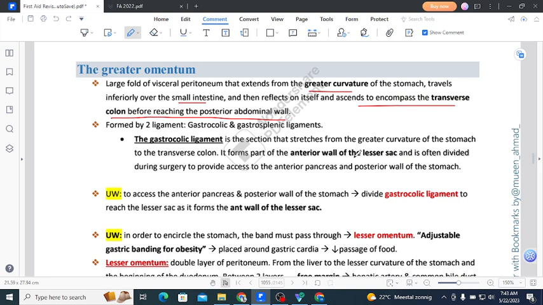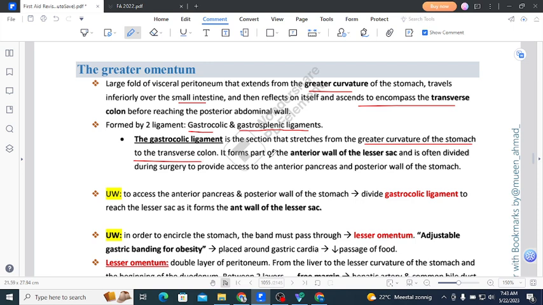But you are supposed to watch some sort of animation or stuff like that, because it is a very important concept to be remembered as far as the anatomy of the GIT is concerned. It is formed by the two ligaments, that is the gastrocolic ligament and the gastrosplenic ligament. The gastrocolic ligament stretches from the greater curvature of the stomach to the transverse colon. So basically it is the connection between the greater curvature and the transverse colon, that is called the gastrocolic ligament.